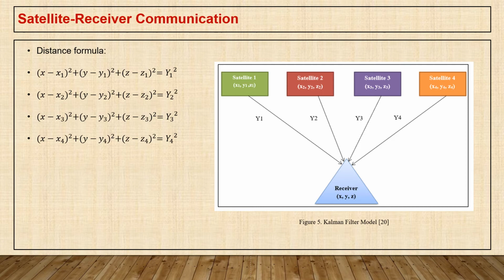Here in the Kalman filter model, it can be seen that there are 4 satellites, satellite 1, 2, 3, and 4, having different position coordinates in the form of x, y, and z. There is a specific capital Y, that is the range or the distance calculated from the receiver, and the receiver also has some station coordinates x, y, and z. This is how the communication takes place between receiver and satellite through the distance calculation.